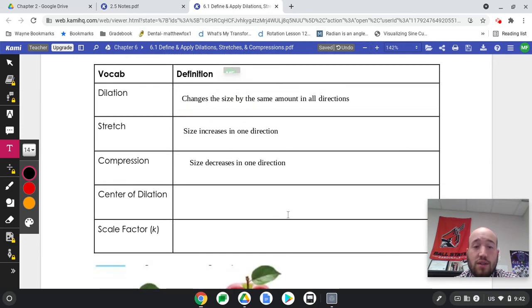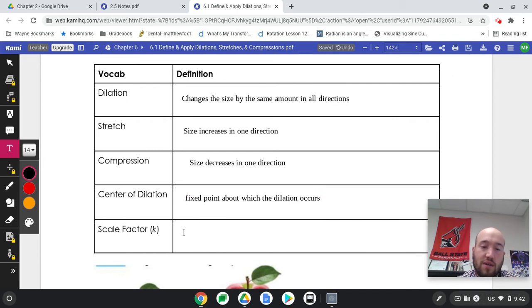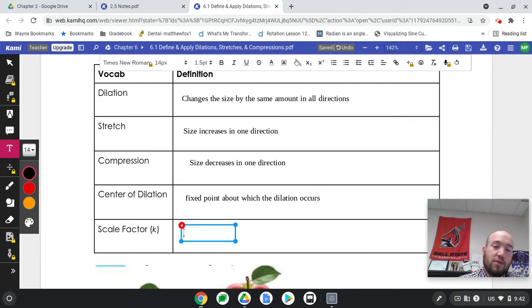Okay, the last two words here, center of dilation, this is just the fixed point about which the dilation occurs. And finally, the scale factor, this is the multiplier, or in our case, the ratio of the image to the pre-image.